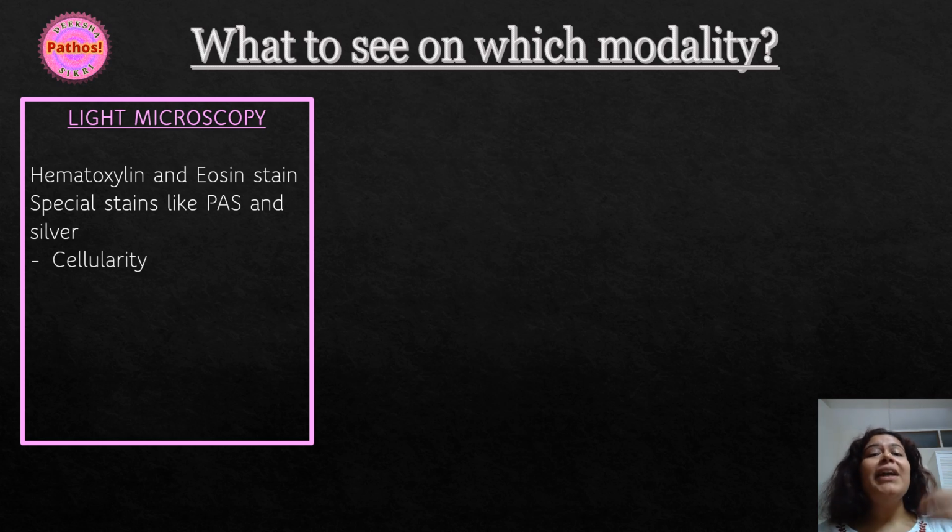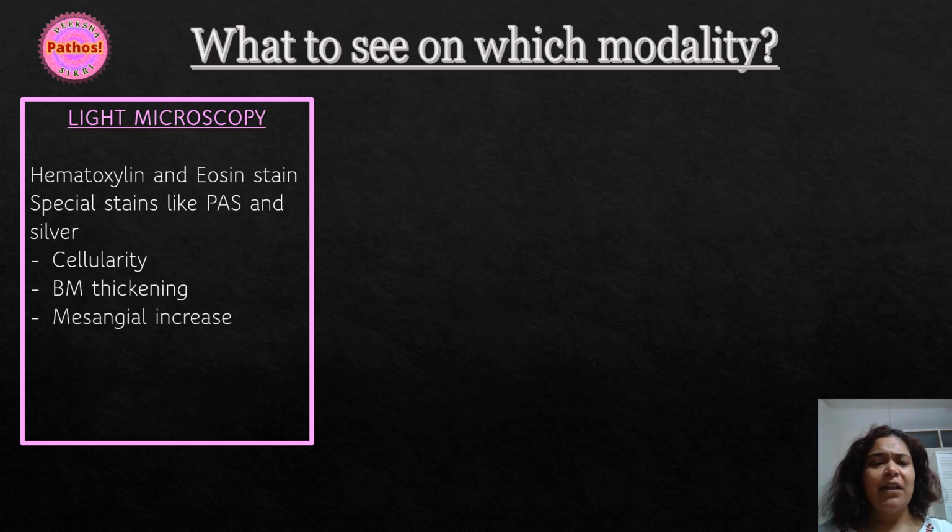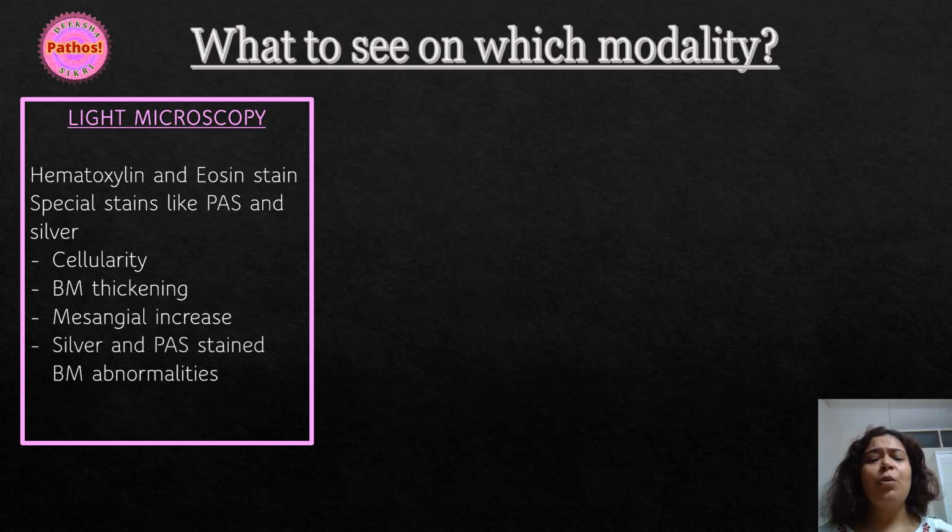So what all can we comment on in a light microscopy picture? Cellularity, if there is any basement membrane thickening, if there is an increase in the mesangial area, and silver and PAS stain will let us know if there is anything wrong with the basement membrane. Please remember that you do not see any deposits on light microscopy. So don't go around answering subepithelial deposits on H&E.